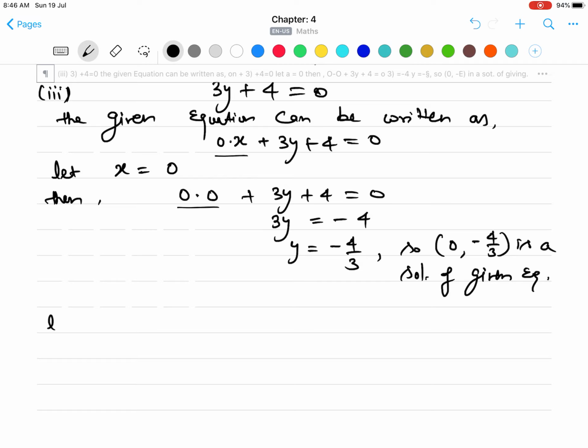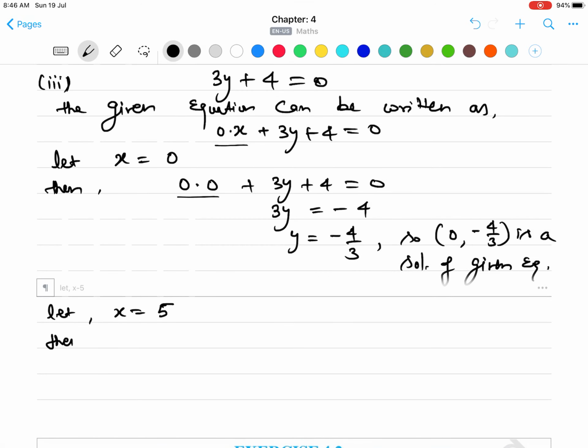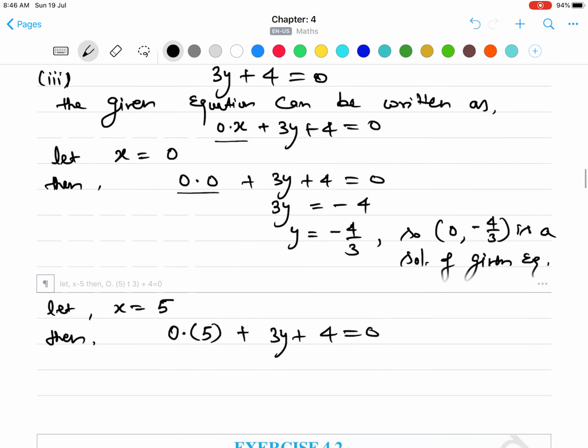Okay, now we can choose any different value for x. So let's take x equals to, let's say, 5. Then our equation will become, at the place of x we will write 5: 0 multiplied by 5 plus 3y plus 4 is equal to 0. So this 0 into 5 will again result in 0, so that will be eliminated. So we'll again be left with 3y equals to minus 4, or y will be equal to minus 4 by 3.